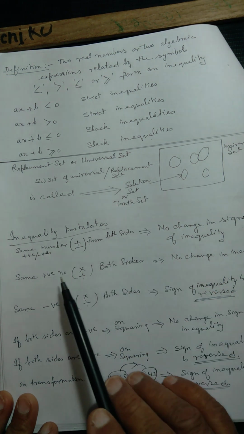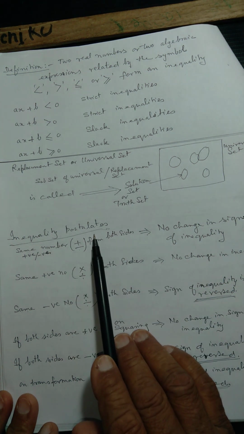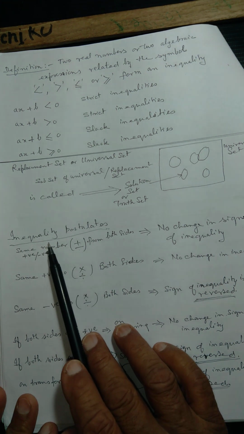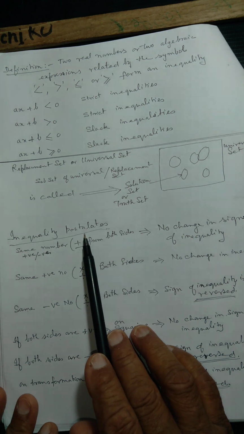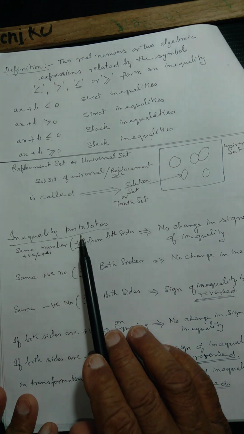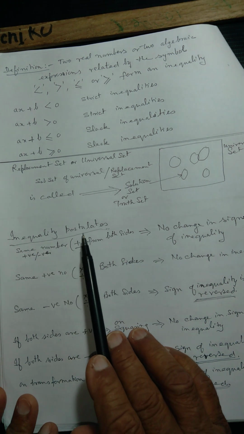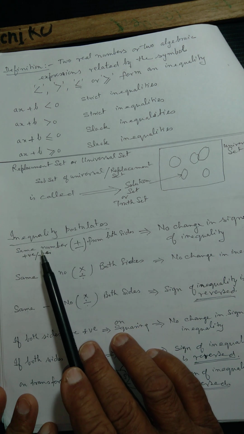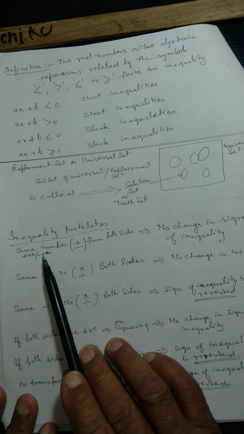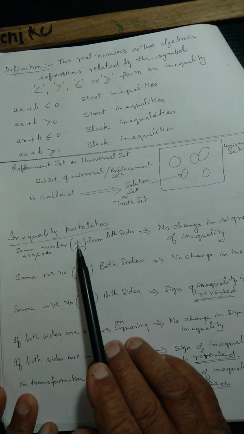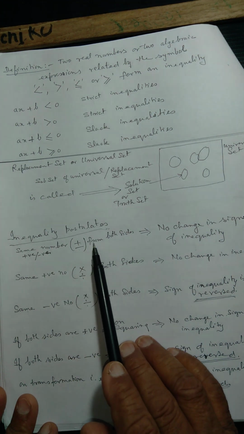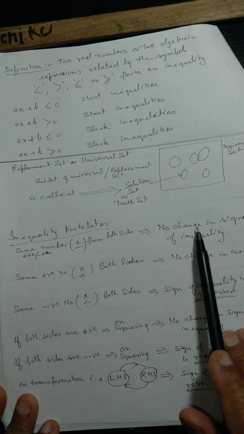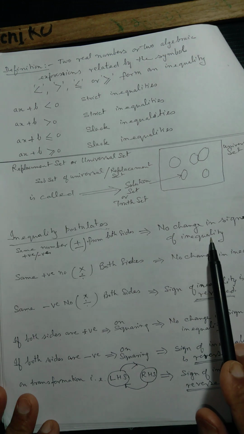Inequality postulate. Let us move to the rules for inequality, which are known as inequality postulates. The same number, either plus or minus, can be added or subtracted on both sides, and there will be no change in the sign of inequality.